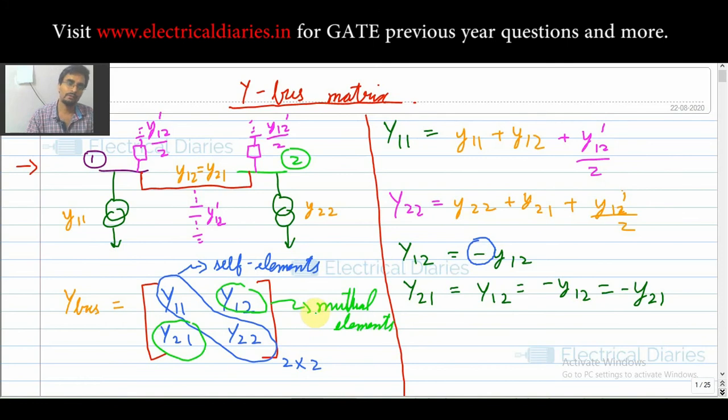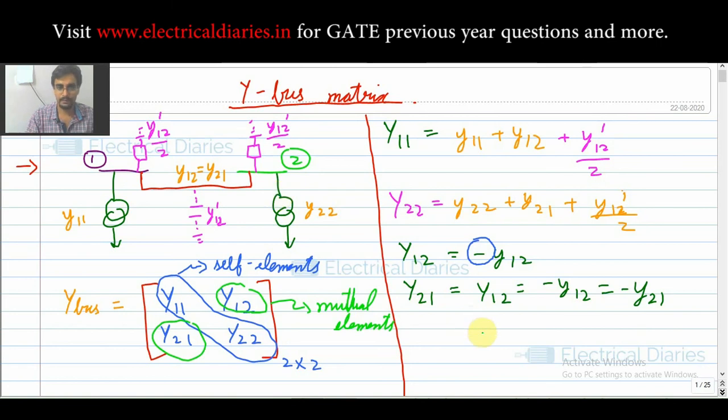So how you have to approach a question: first see how many buses are there, so you can get the order of the Y bus matrix. Then find out the self elements of individual buses, and then find out the mutual elements. I have told you how to find the mutual elements and self elements, and always remember this notation. Okay, so this notation can be extended to any number of bus power system.